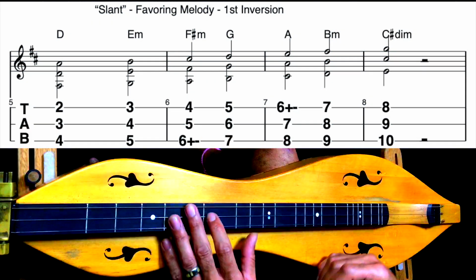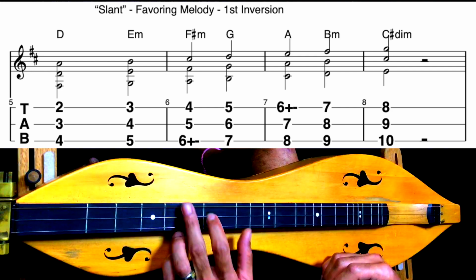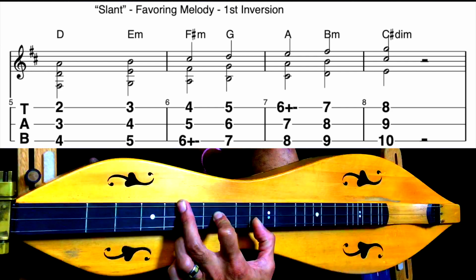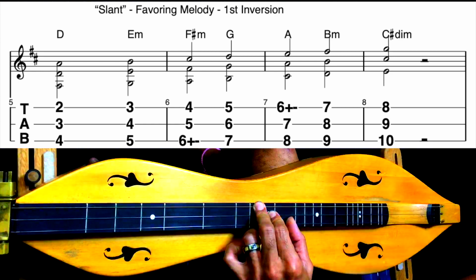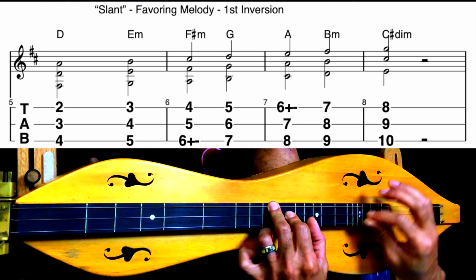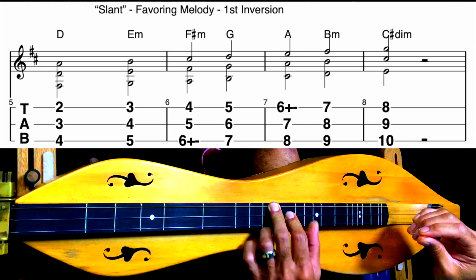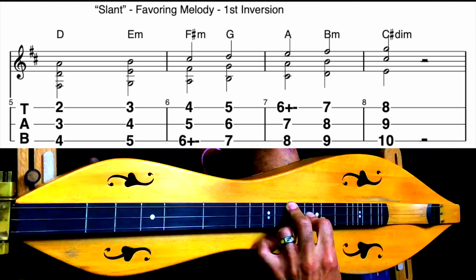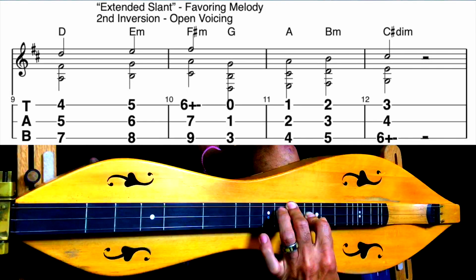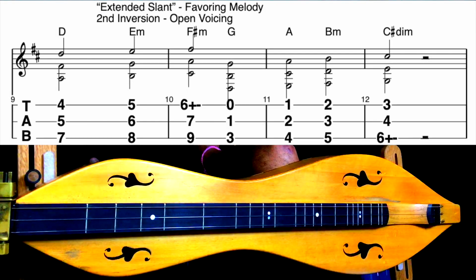We've got F sharp minor for our first inversion open chord. We've got G major, we've got A major, we've got B minor, and we have our C sharp diminished. And then finally, we've got just a plain old second inversion open voicing. These are extended slants, and they do still sound really, really good.